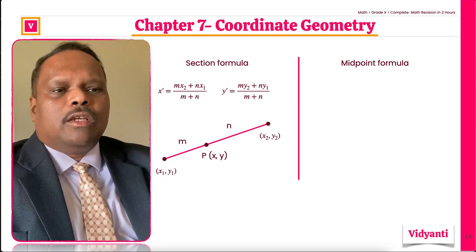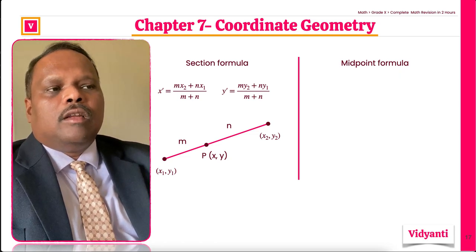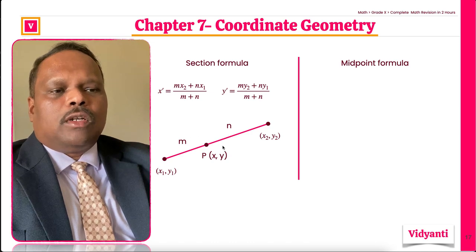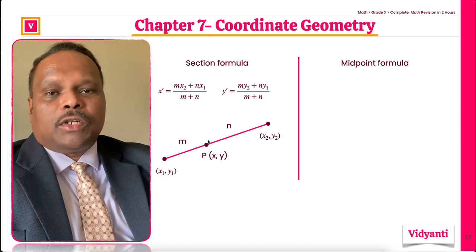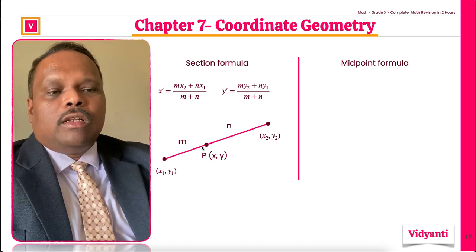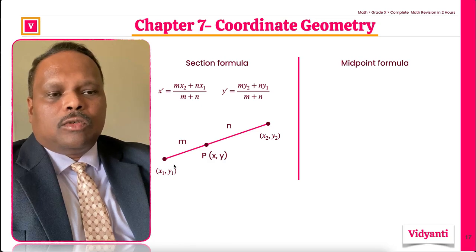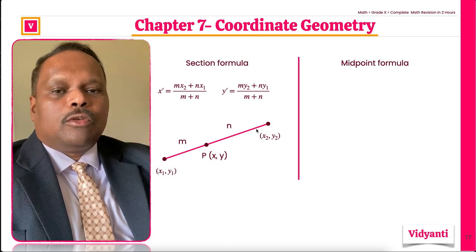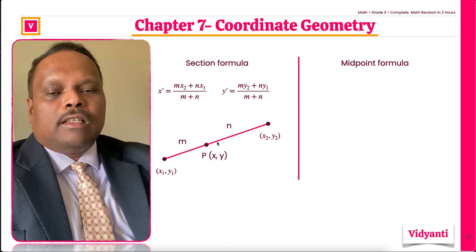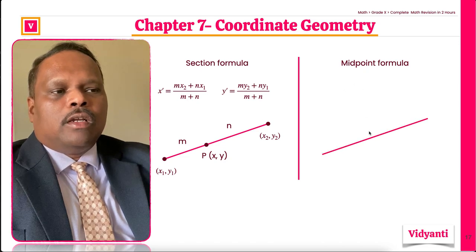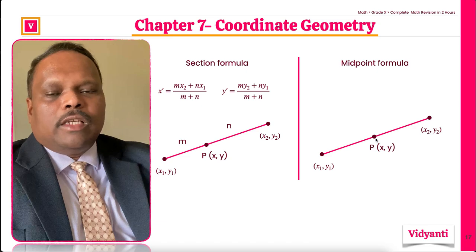In the section formula, you talk about generic m and n. In the midpoint formula, you talk about 1:1. Because it's 1:1, their relative strength is identical. This point will neither be pushed towards the first point, nor towards the second point. It will be exactly in the middle, hence the name midpoint formula. So let's draw this diagram again, but this time the point will be exactly in the middle.